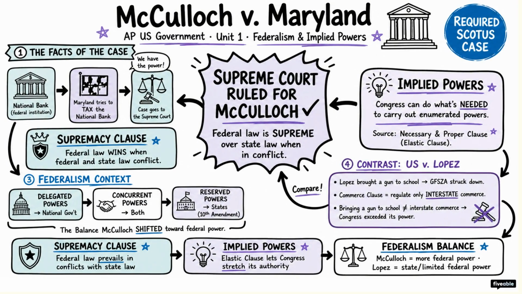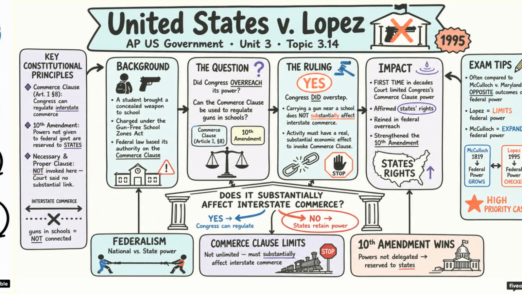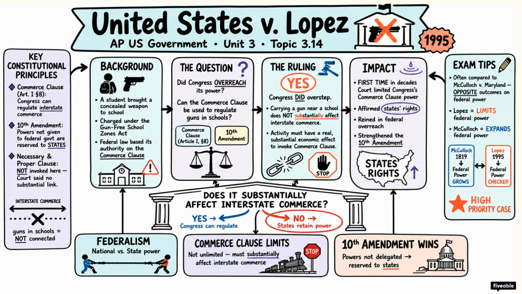McCulloch versus Maryland established that the federal law is supreme over state law when they conflict. The court ruled for McCulloch, affirming Congress's implied powers through the necessary and proper clause. In U.S. versus Lopez, the court limited Congress's power under the Commerce Clause, ruling that carrying a gun near a school does not substantially affect interstate commerce. This checked federal power and reinforced states' rights.